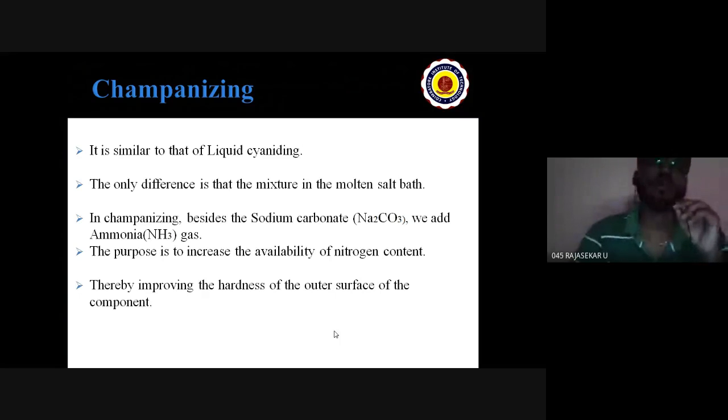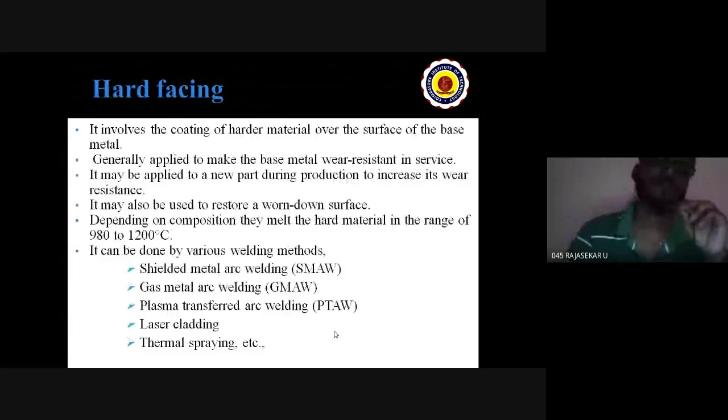Then the last topic, hot facing. With champanizing, we have completed the case hardening processes. Hot facing involves the coating of a harder material over the surface of the base metal, generally applied to make the base metal wear resistant in service. That is the ultimate aim of hot facing.